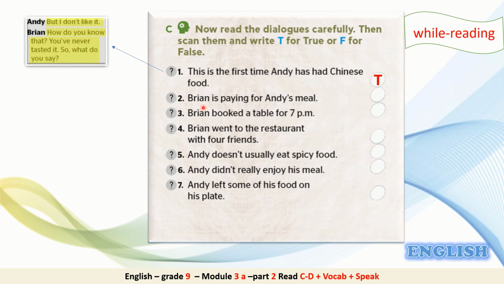Sentence number 2. Brian is paying for Andy's meal. Is this sentence true or false? Excellent, it's true. Now, could you please tell me the sentence which tells us that? Very good. It's when Brian said, yes, and don't worry about the money. It's my treat. It's my treat means I'll pay for it.